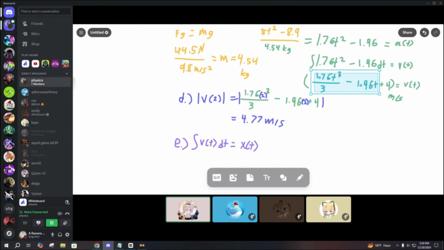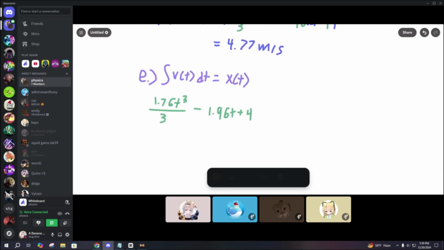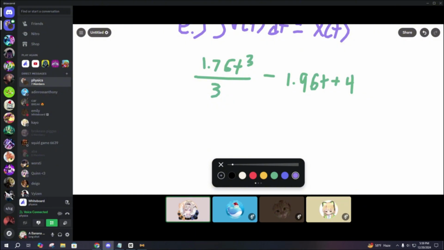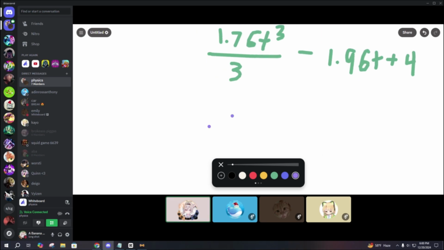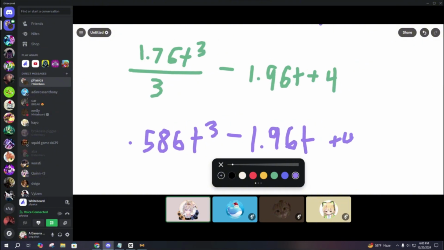I'm going to get my v(t) function and bring it down. Right? And I'm going to simplify this to ease the integration, make it easier on the eyes. So this turns into 0.586t cubed, minus 1.96t, plus 4, and this is still v(t).